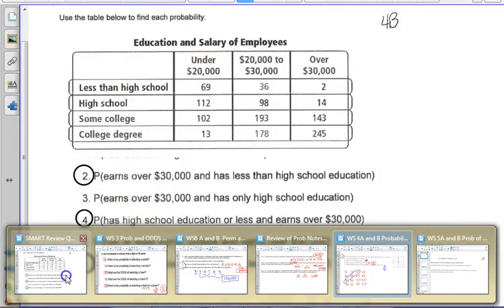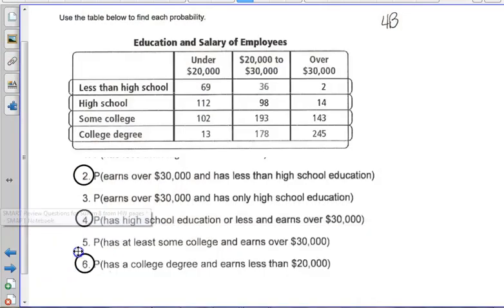Okay, back on the review, we were looking at 4B. What's the probability that someone in our table here earns over $30,000 and has less than a high school education? Earns over $30,000 and has less than a high school education. So 2 seems right. Out of it, someone totaled it all up.